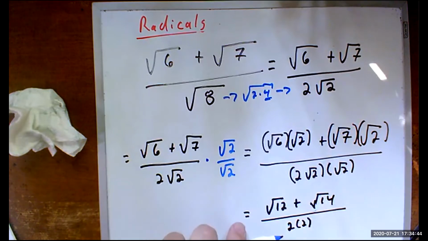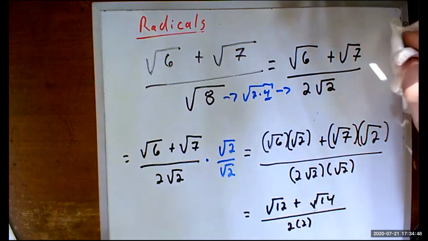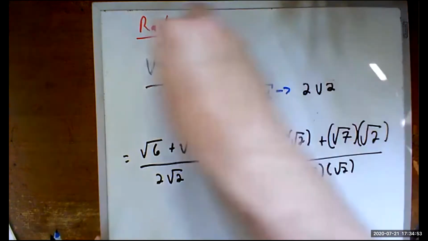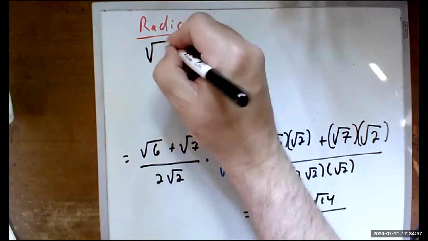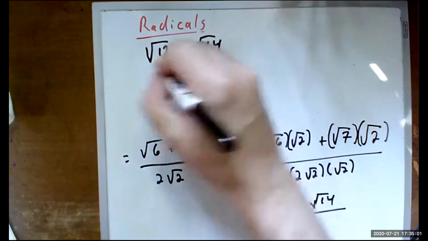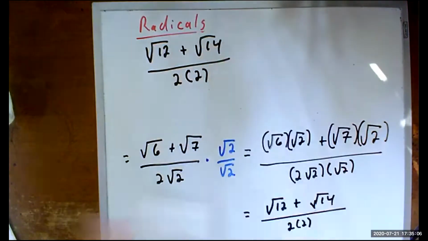We're not quite done. We need to clean this up a little bit. I'm going to bring it back up to the top just because I've run out of room. So I'm here. I've got square root of 12 plus the square root of 14 over 2 times 2.